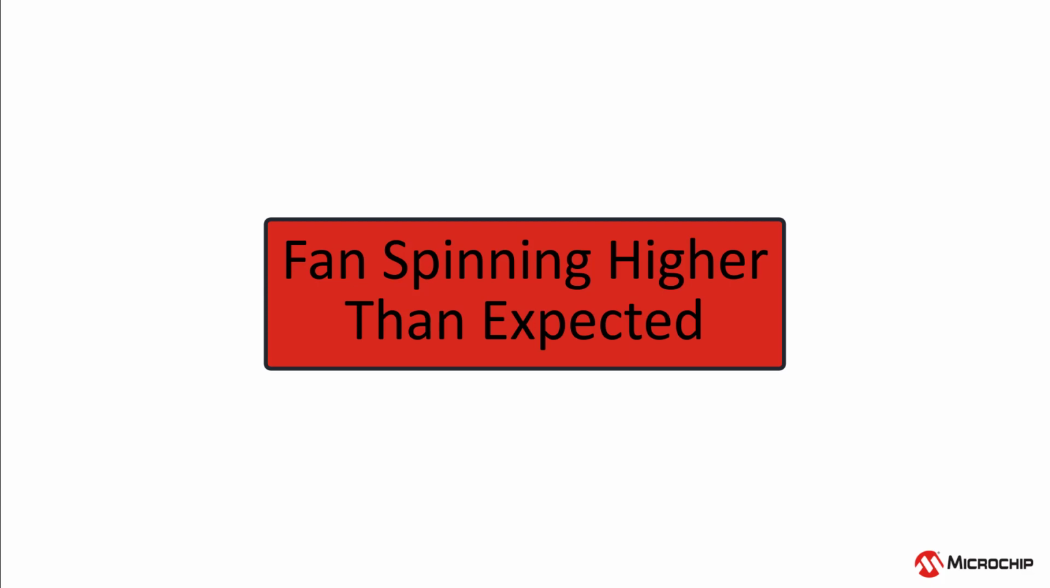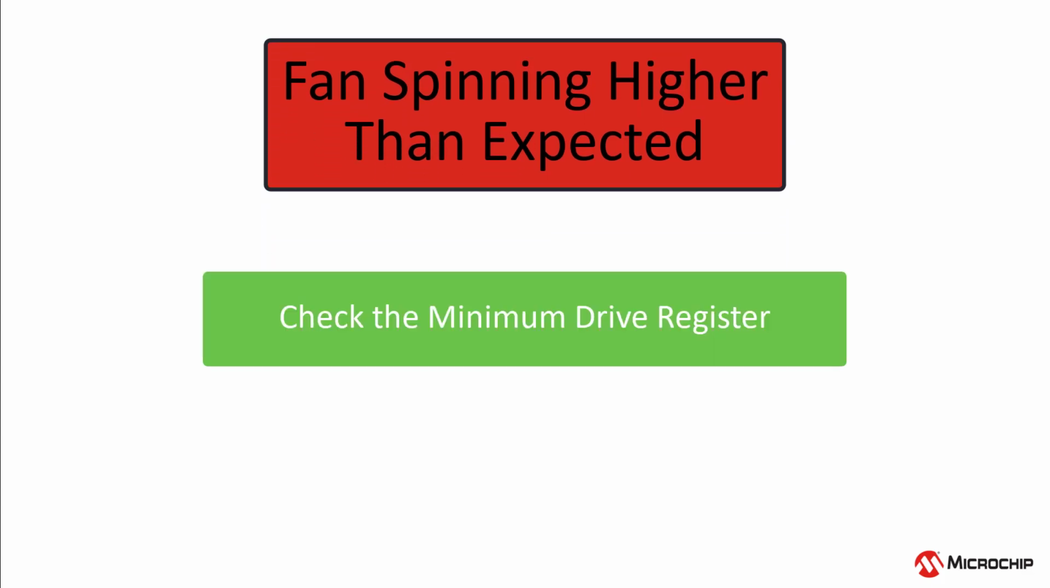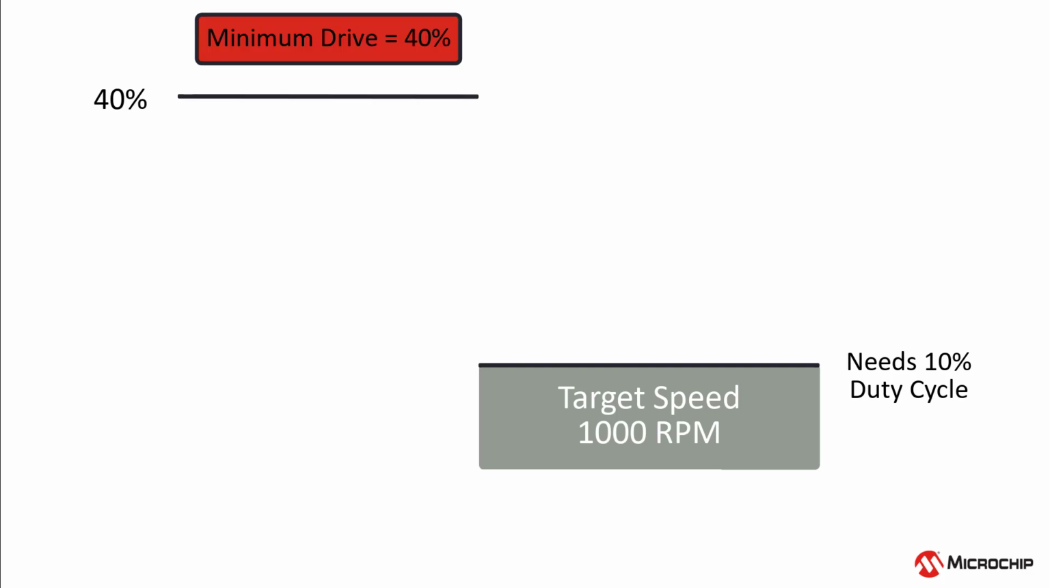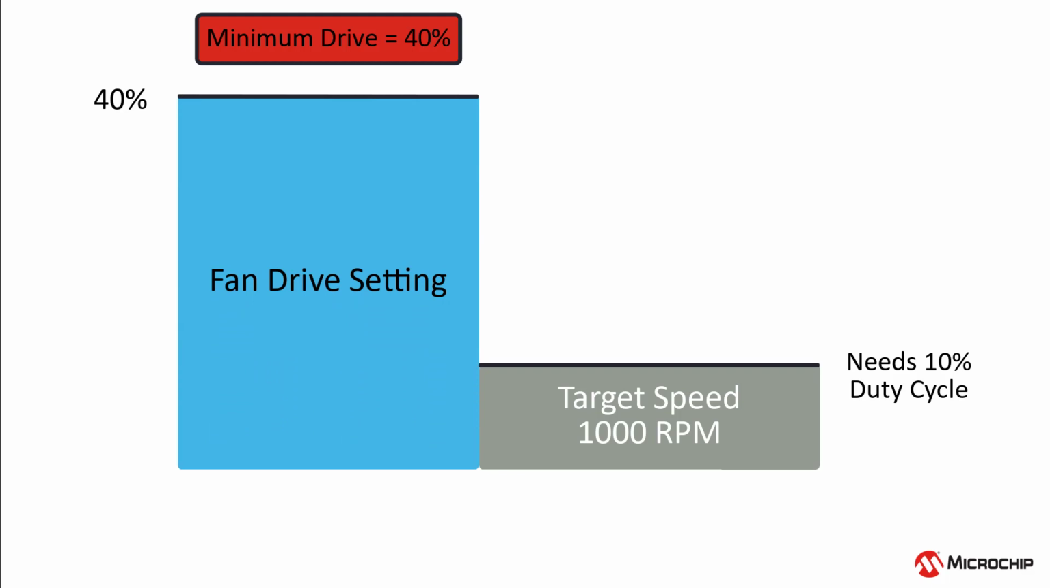Another problem you could run into is the fan spinning at a higher RPM than what you have programmed. This is probably happening due to the setting of the minimum drive register. The fan speed control mode will not run the fan below the minimum drive setting. So, for example, the target RPM is set to 1,000 RPMs, and say it needs the part to supply 10% drive strength to run at 1,000 RPMs. However, the minimum drive is set to 40%, the default value. The fan will run at 40% drive strength, causing the RPM to be above the expected value.